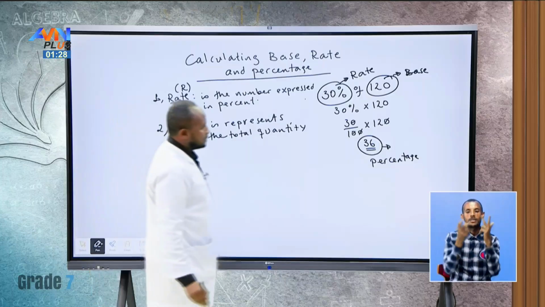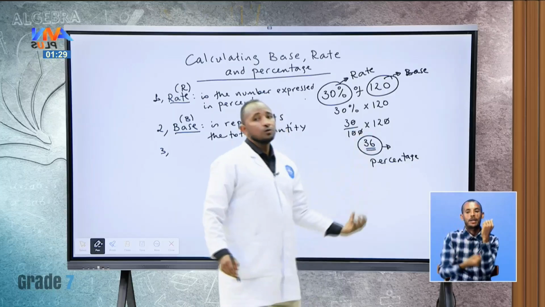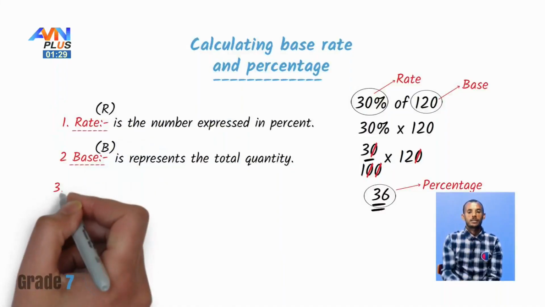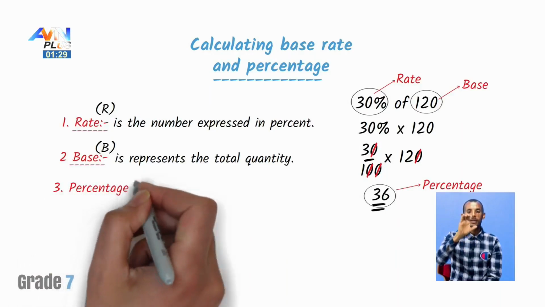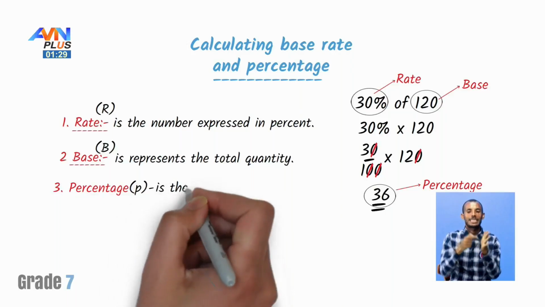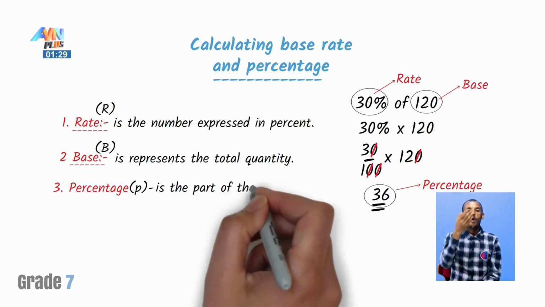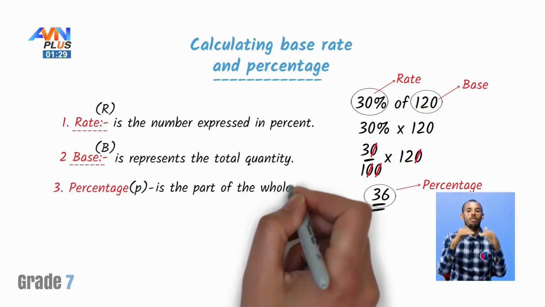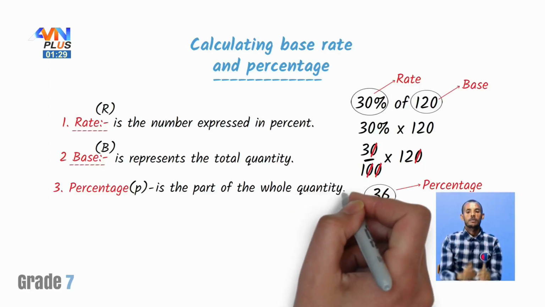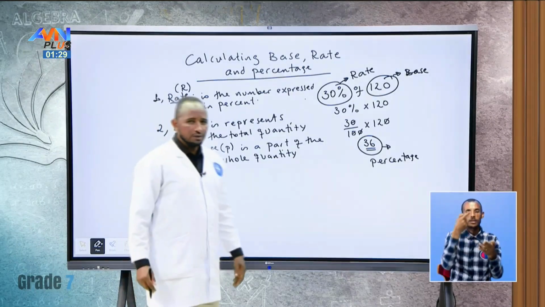Third, this 36, it's a part of the base. The part of the whole quantity, we call it percentage. We use the symbol P. Percentage is a part of the whole quantity. So, how do we relate these three quantities?